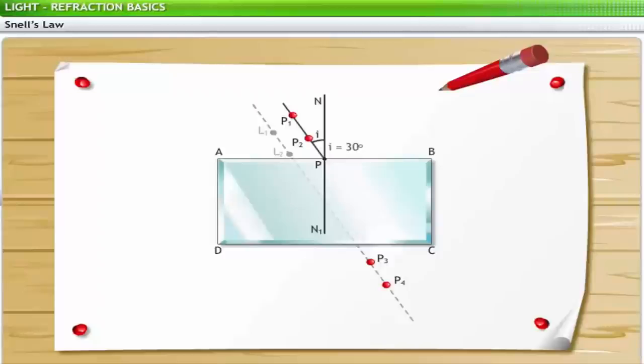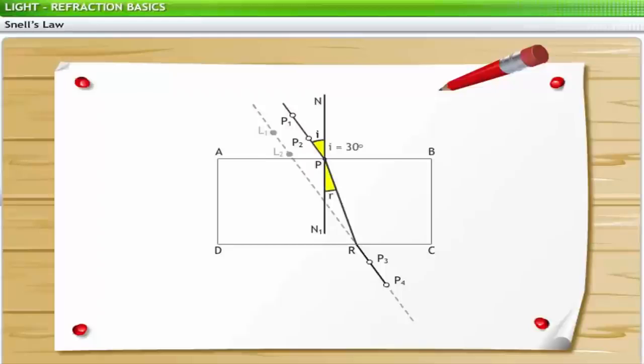In the next step, we remove all the pins and draw small circles around them. We join P3 and P4 to meet CD at R. After joining PR, we measure the angle of incidence P1PN and the angle of refraction N1PR.